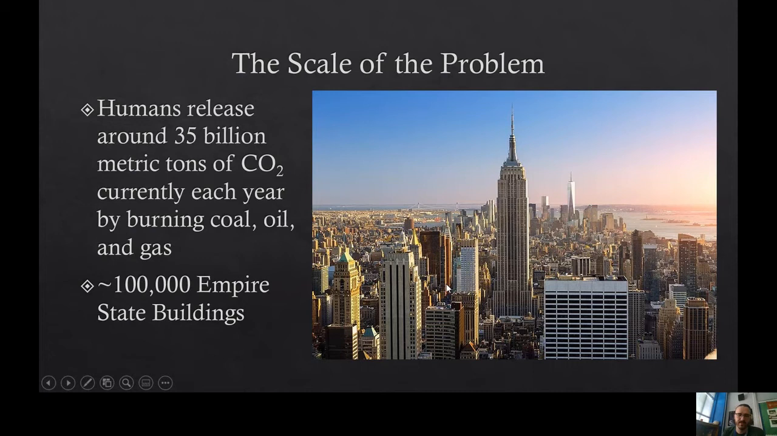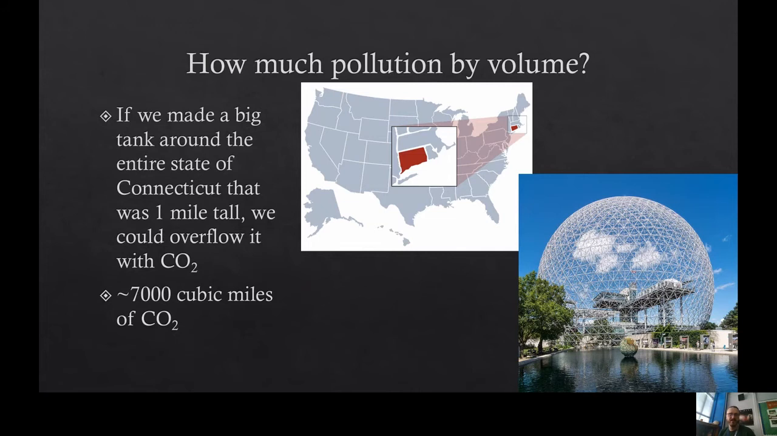It's kind of hard to imagine 100,000 of these buildings lined up, and that's all pollution that's released into the air. Another way to think about this is, instead of thinking about weight, we can think about the volume. All that pollution is gas, so how much gas are we really releasing into the atmosphere? The amount that I came up with is 7,000 cubic miles of carbon dioxide.